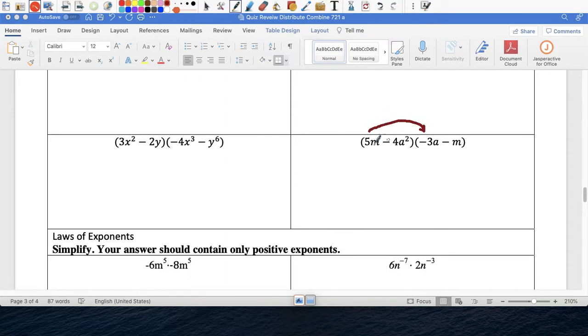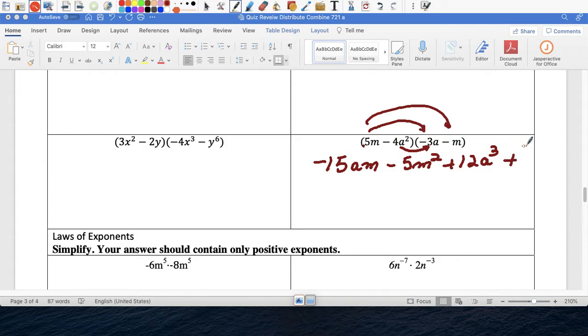Same thing here. Negative 15am. Second one's going to be positive and negative, so it's negative 5m squared. Bottom part here, positive, right? 12, and then a to the third power. And negative times a negative for the last one is going to be positive, and 4 times that invisible one is 4, a squared m. Like terms? No. Okay, careful. Not am, this is a squared m.